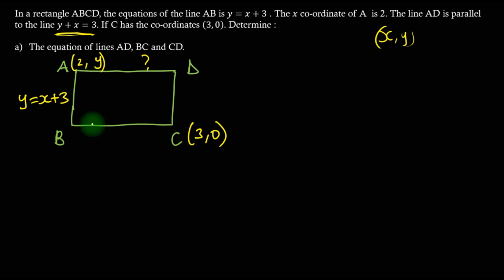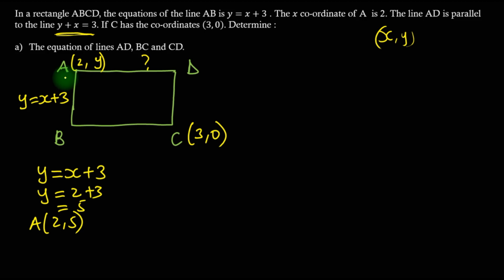Now, for our case, we have been given the equation of line AB. It simply means that we can substitute the value of 2 into the equation y equals x plus 3. So when x is 2, what will be y? y will be 2 plus 3. Therefore y is 5. Therefore A is (2, 5).